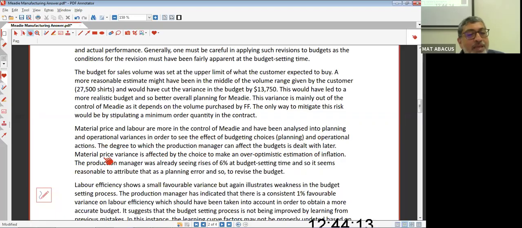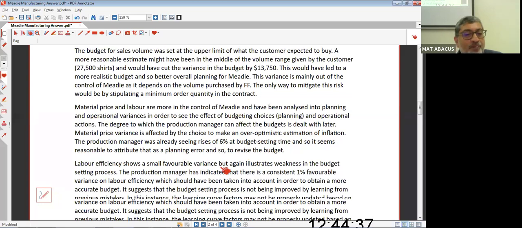You just move on. Explain material price variance is affected by the choice to make an optimistic estimation of inflation. The production manager was really seeing price rises of 6%, which is from the case, at budget setting. And so it seems reasonable to attribute that as a planning error and so to revise the budget. So what we are doing is explaining why we adjusted by 6%.